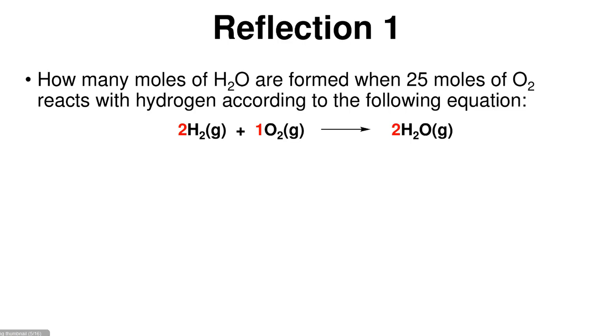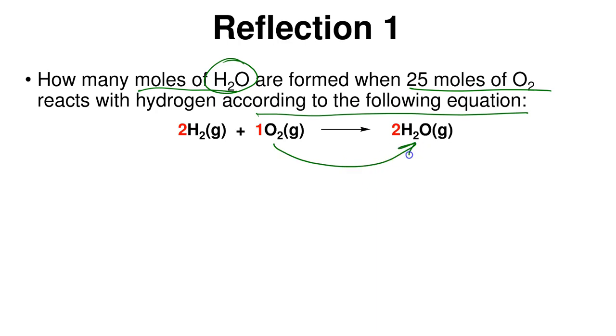Let's solve some problems from here. The question says, how many moles of water are formed when 25 moles of oxygen react with hydrogen according to the following equation. Look at what we're looking for: moles of water. Again, what are the two things we're talking about? The relationship will be between oxygen and water. So we're going to write the conversion factor for these two.